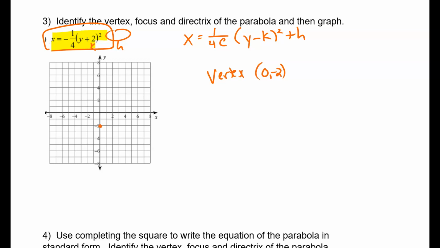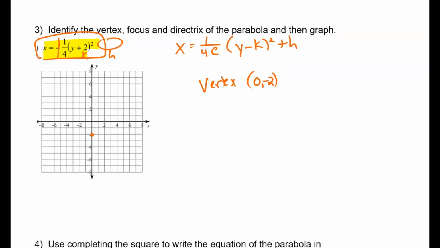Well, if x is first, we are going to be opening to the right or to the left. This is negative, which means I'm opening to the left. So that means I'm going like this. As a result, you should be able to solve for your foci and directrix now, because we know which direction we're going. We are going to be moving to the left or to the right in order to get those, okay?